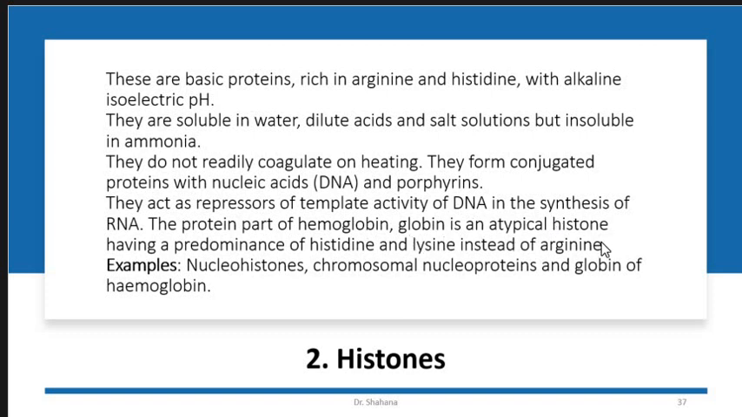Globin is an atypical histone having a predominance of histidine and lysine instead of arginine. Means कि अगर ये hemoglobin में present होगा तो it is present in the form of globin. What are the changes? The changes are that they contain histidine and lysine instead of arginine. What are examples? Nucleohistones, chromosomal nucleoproteins and globin of hemoglobin.